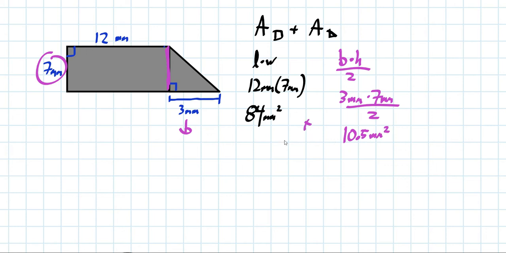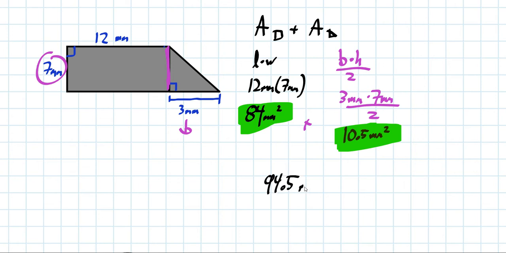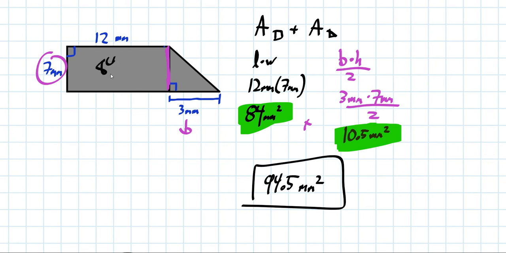We need to add these two together. We need to add the 84 square millimeters and the 10.5 square millimeters. Luckily, we probably know how to add. So we can get to 94.5 square millimeters. That's our total surface area. So the 84 is in here and the 10.5 is in there. And altogether, we reach 94.5.